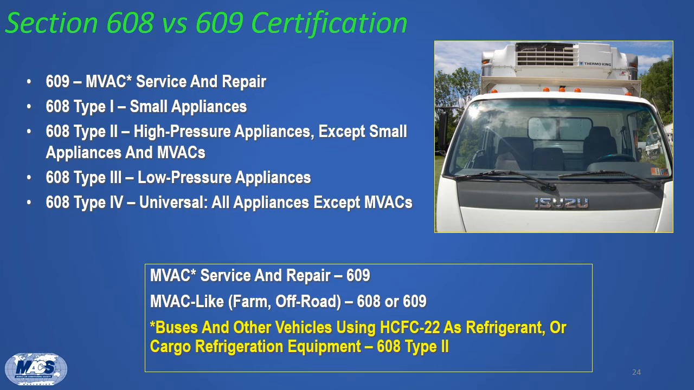And while buses that use R12 are MVACs, other buses and vehicles that use R22 as the refrigerant are not classified as MVACs or MVAC-like appliances, but rather high-pressure equipment covered under Type 2 of the Section 608 program. Certification under Section 608 Type 2 is also required to service cargo refrigeration equipment.